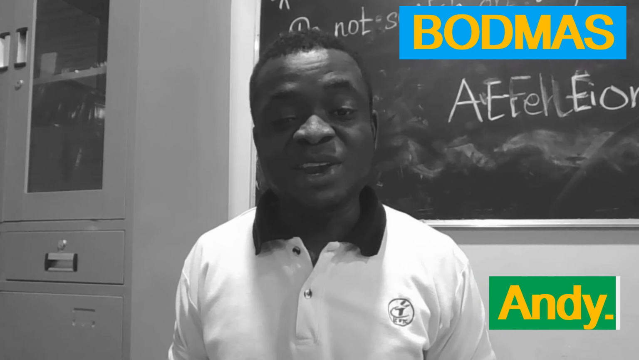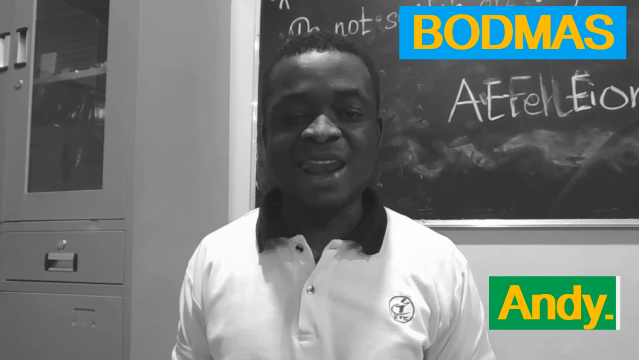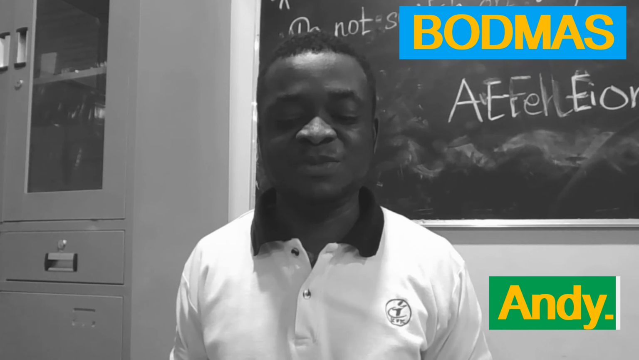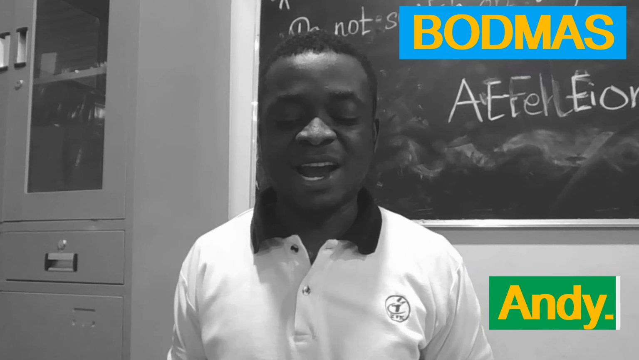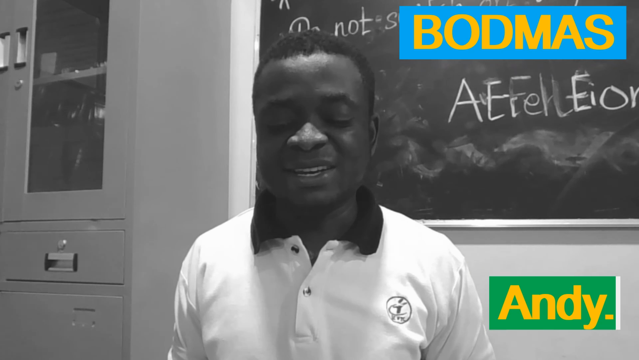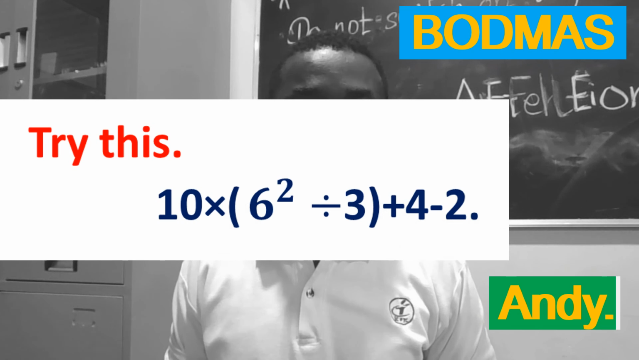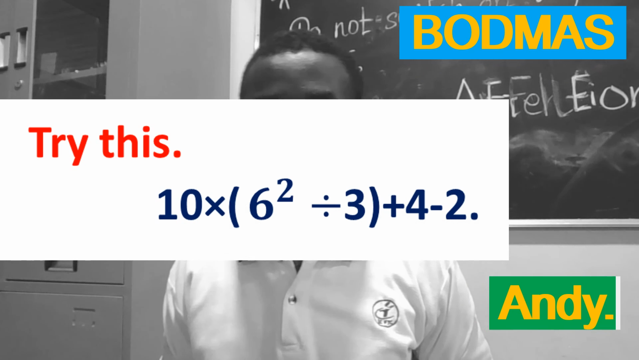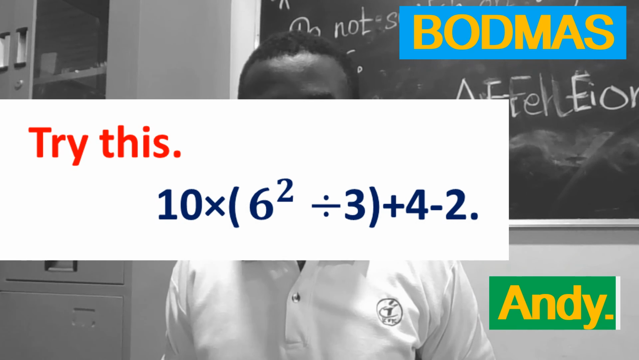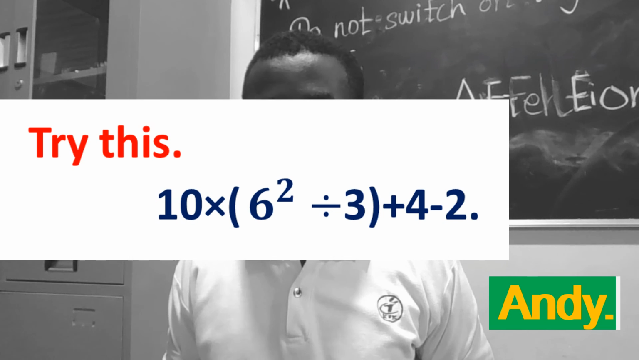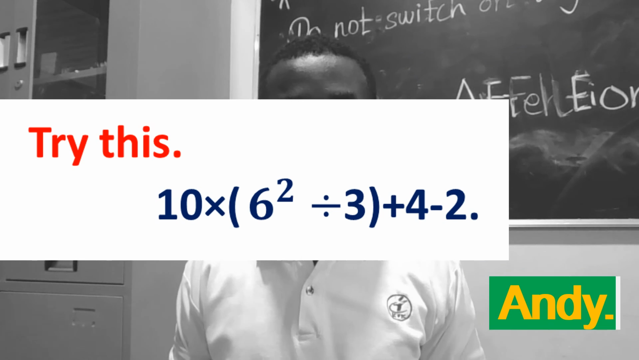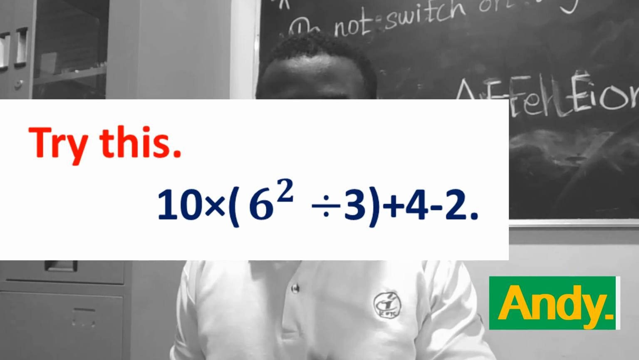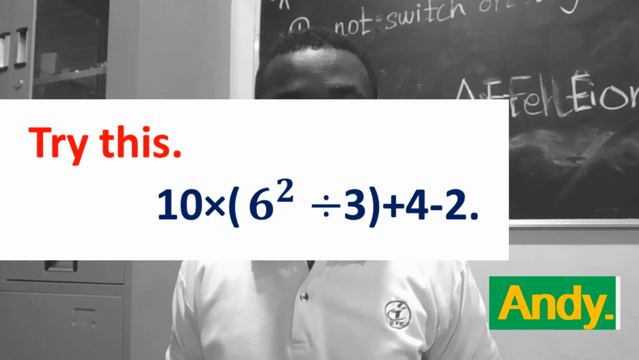Now before we end, I'm going to give you one question that you have to try your hands on whilst at home. So I have one here. 10 times brackets open 6 squared, or 6 raised to the power 2, divided by 3, bracket close, plus 4 minus 2. So you deal with it using BODMAS. Follow the order of the operations, and you know what an order of operation is.